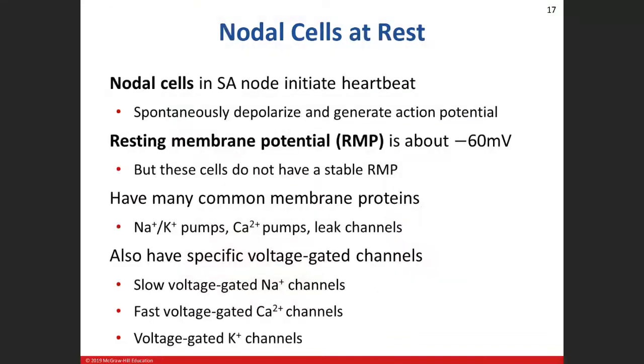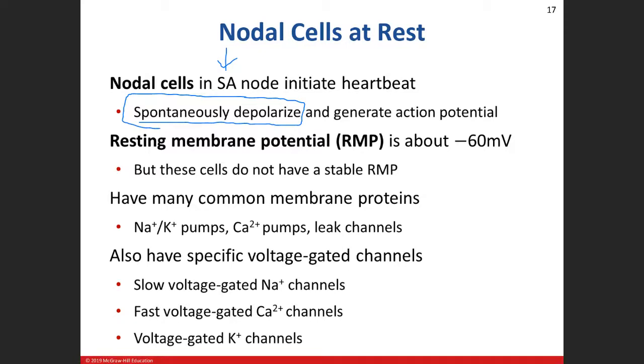Okay. So let's start off at rest. So we just finished the contraction and we're starting to relax. Now here's what's going to happen. First of all, you need to circle this. These cells, all right, the nodal cells, first of all, are located in the SA node. All right, again, they're responsible for the initiation of the muscle contraction. They initiate the action potential, which is followed by depolarization, which is followed by contraction.